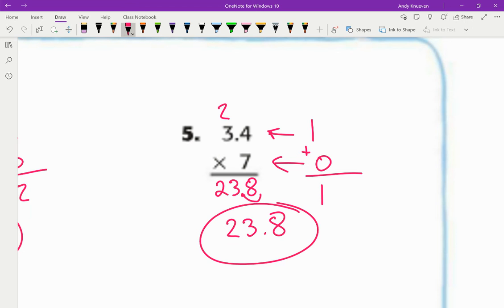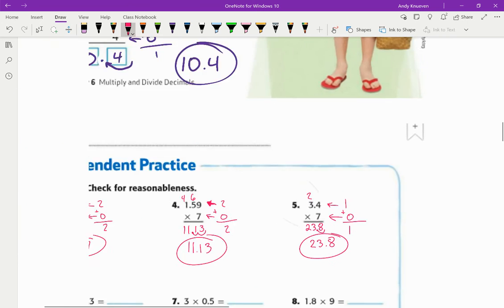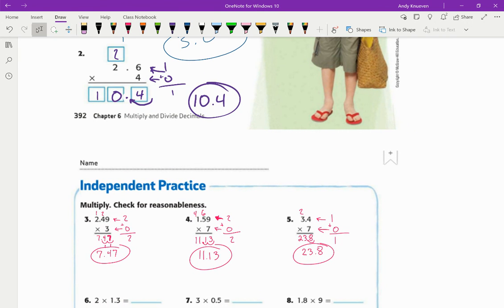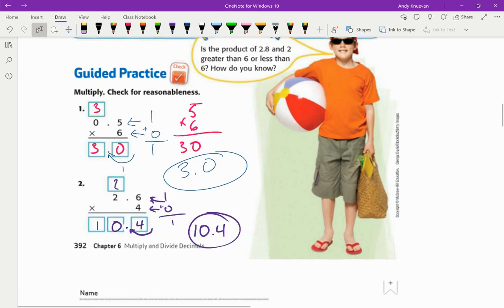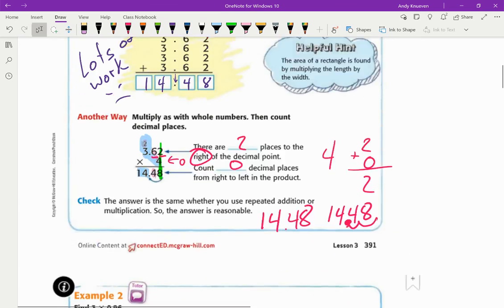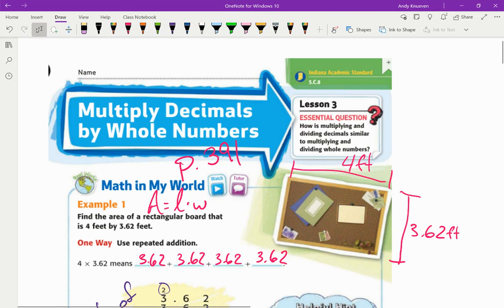All right, we're golden here. All right, so hopefully this makes sense on multiplying whole numbers by decimals. Soon we're going to multiply decimals by decimals, but that is it for lesson 6.3.